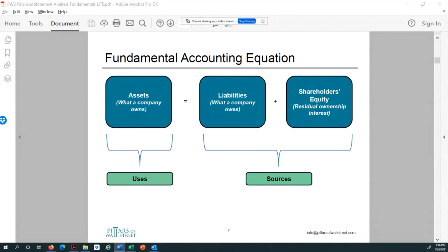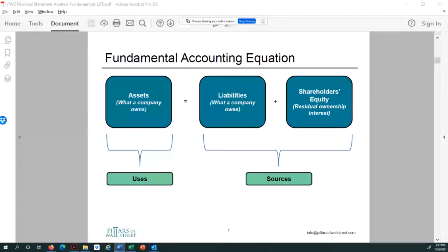The equity represents the residual interest in the firm by shareholders. Basically, it's the assets minus the liabilities. Okay, that's the equity. Essentially, equity is ownership. Think about equity as being ownership. If there's no liabilities, then the assets equal the equity, and the equity holders own everything, right?